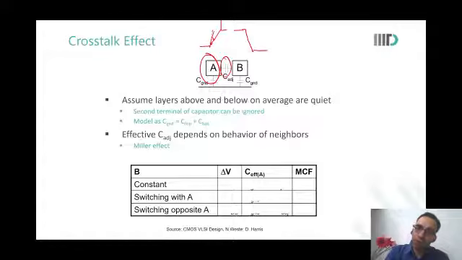Similarly, B was trying to go down, but A was going up. So it would try to pull B also up. And B will actually fall at a slower rate than what it was targeted to be. Are you able to see this? So, sir, both the transition times of both the signals are getting impacted in this way.